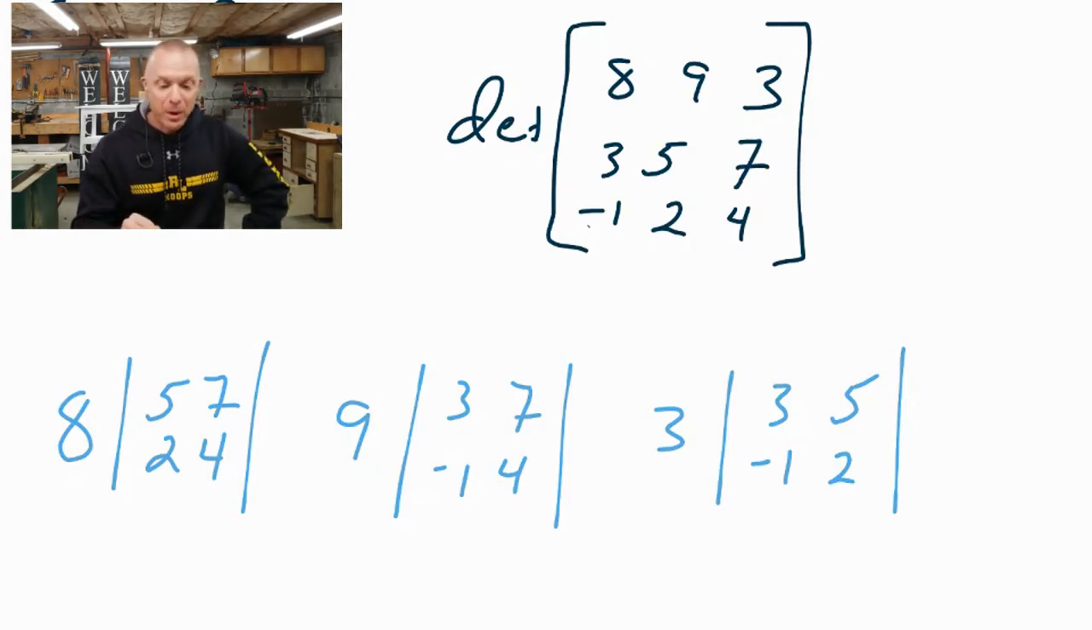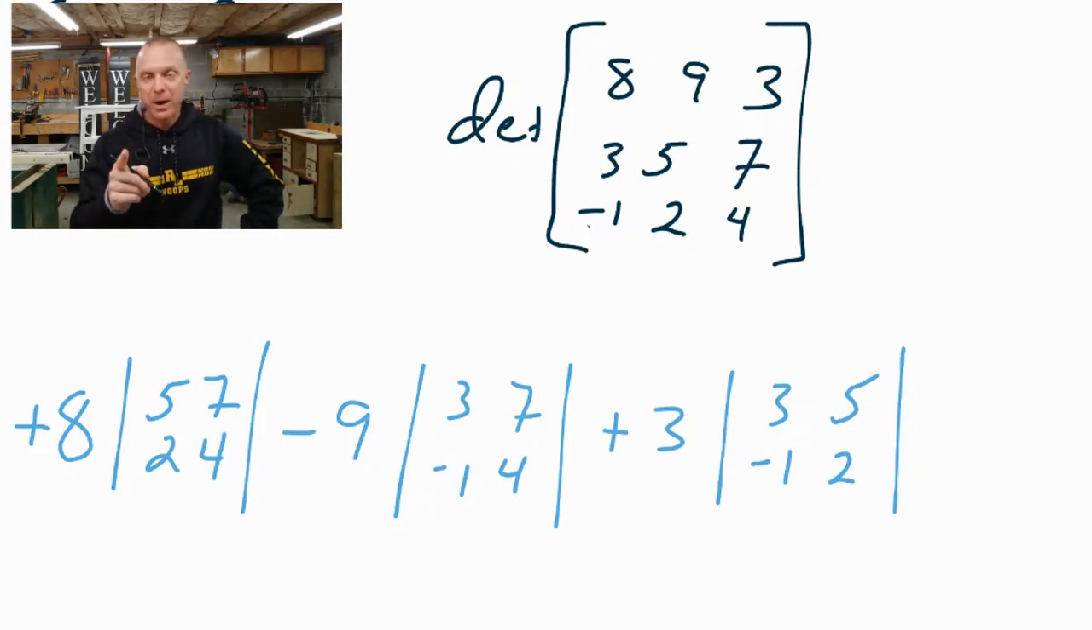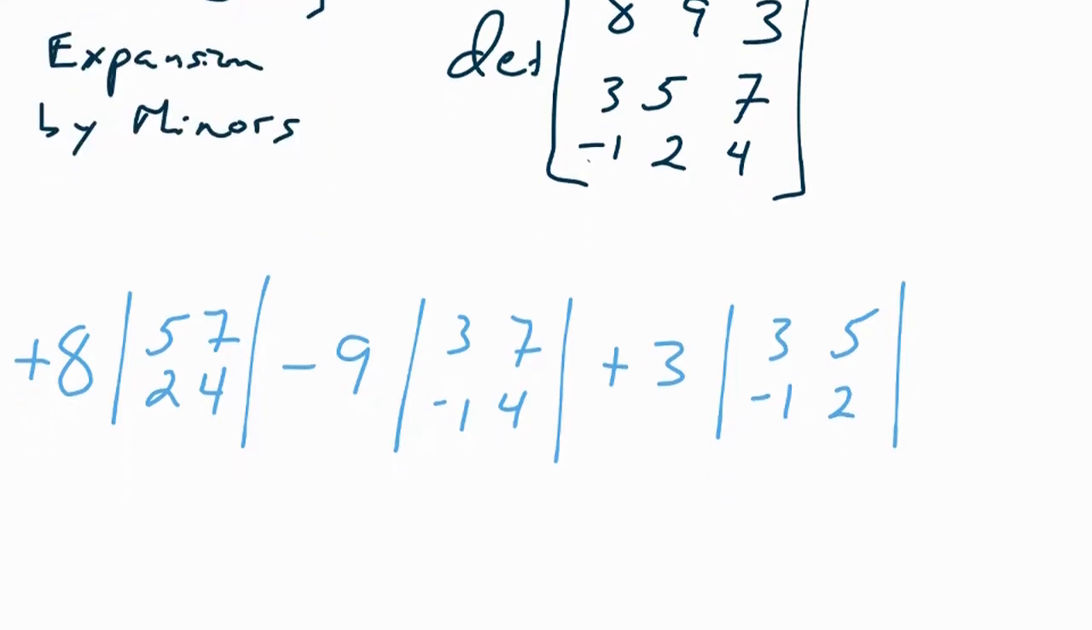So the first one is going to be a plus sign. The next one's going to be a minus sign. And the last one, can you guess? That's right, it's going to be a plus sign. Now, because we went across the first row, we always will follow the pattern plus, minus, plus. More on that in a moment.